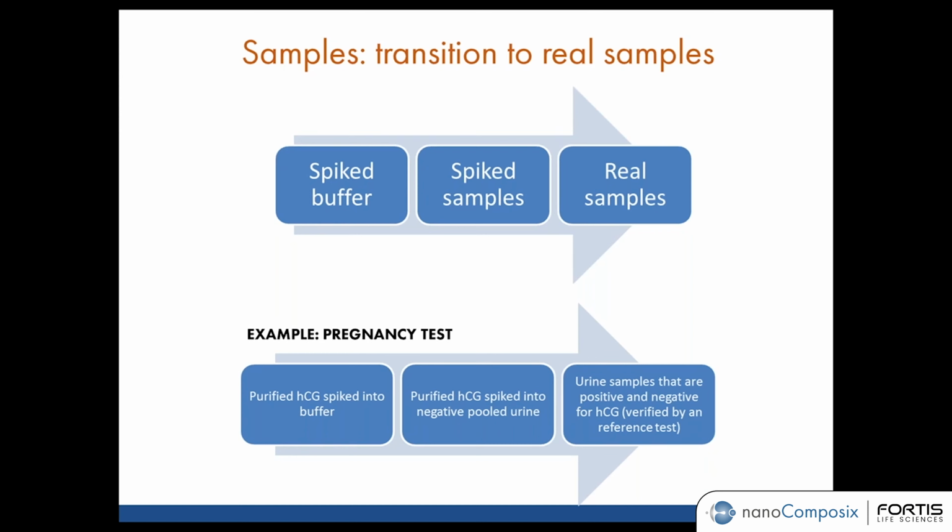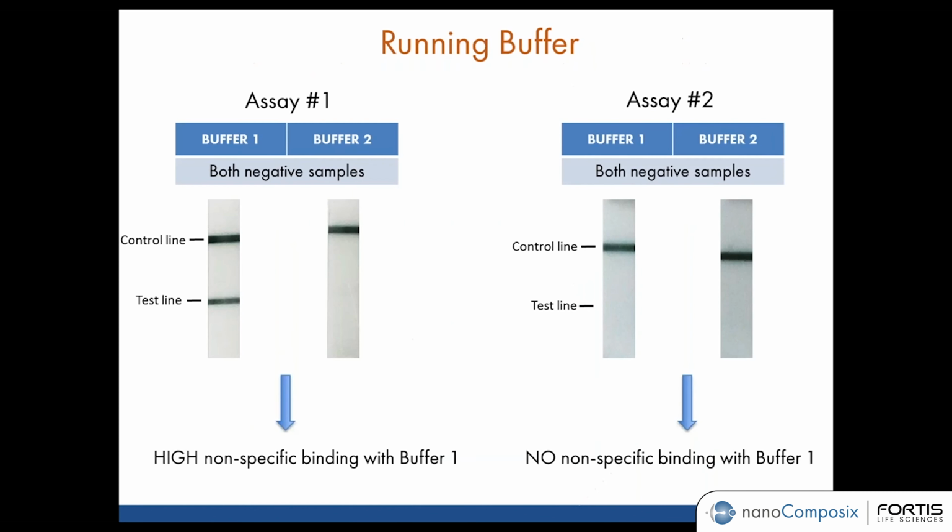At this point, it's really important to make sure that the HCG concentrations are verified by an outside method. This slide here is to show an example of the dramatic effect that the running buffer can have on your assay performance. For assay number 1, 2 different buffers were used for negative samples, so we expected to see no signal at the test line.